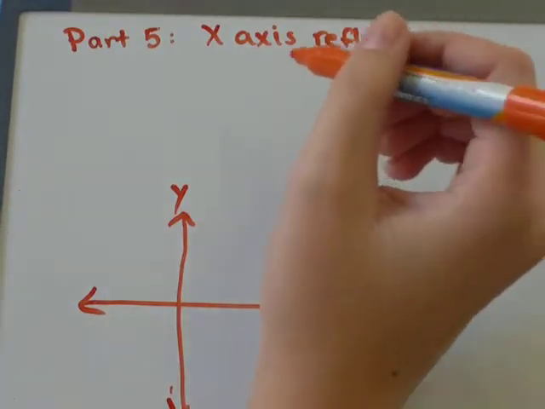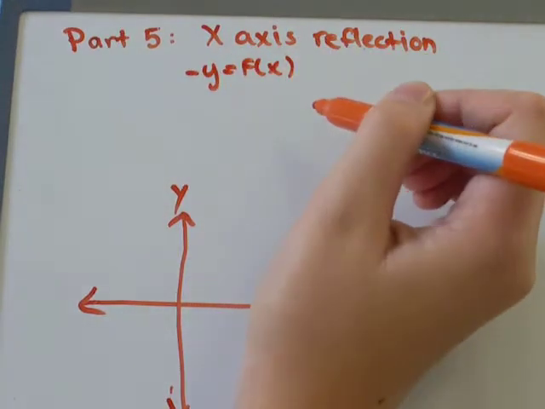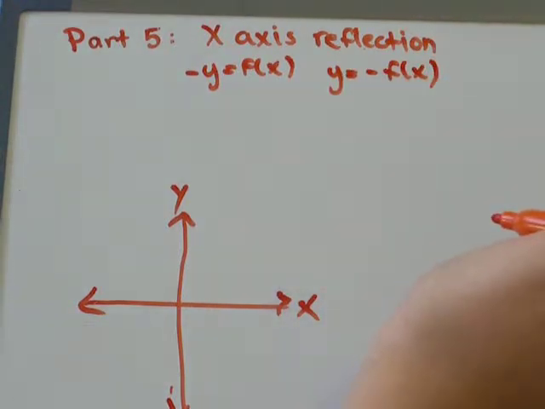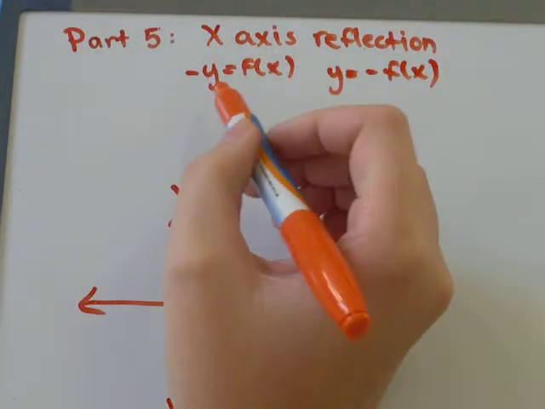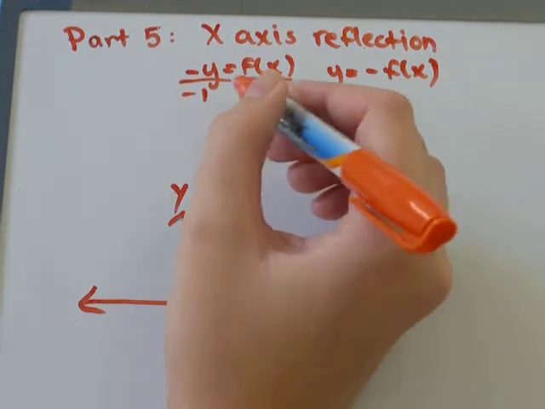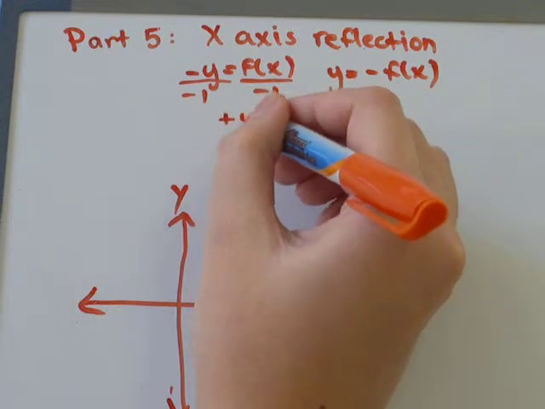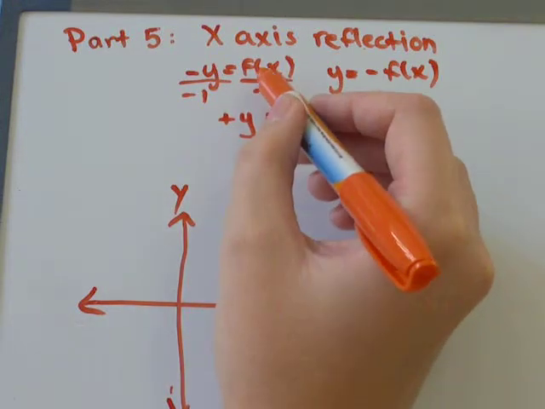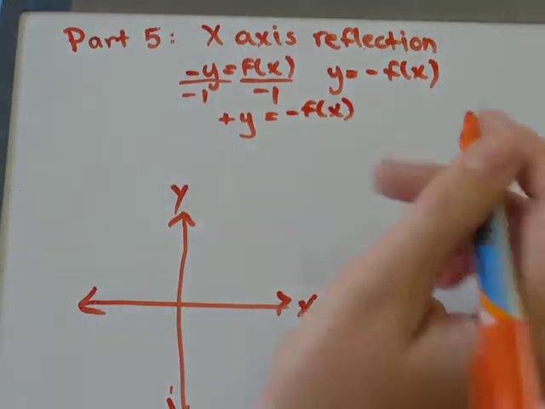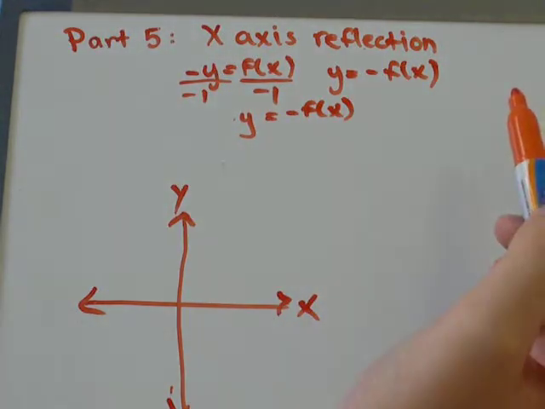X-axis reflection you might see written as negative y equals f of x, or y equals negative f of x. So these mean the same thing, right? If I had negative y equals f of x and divided that by negative 1, negative y divided by negative 1, negative divided by a negative is a positive. Y equals, and then positive f of x divided by negative 1 would be negative f of x. So you can see these mean the same thing, it's just in disguise.